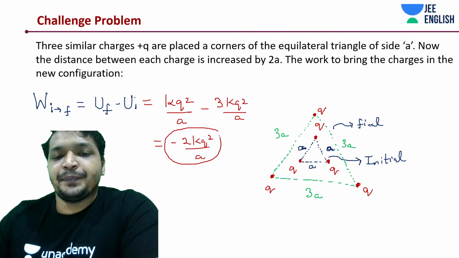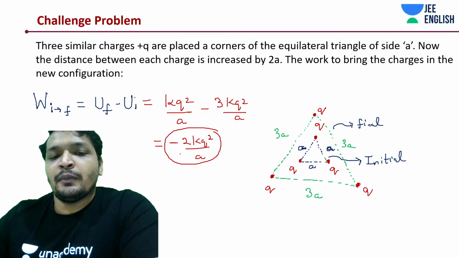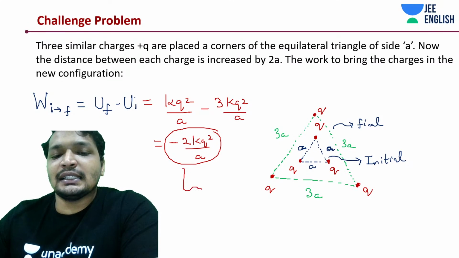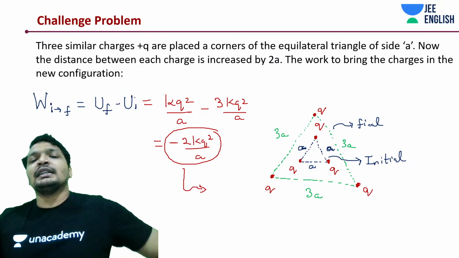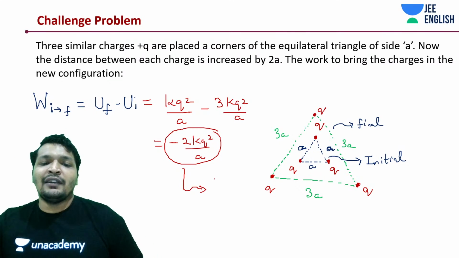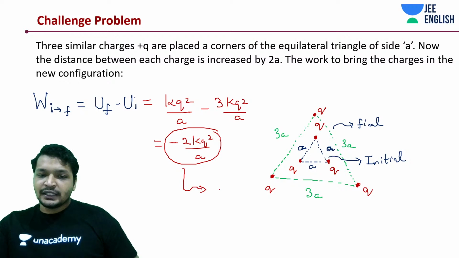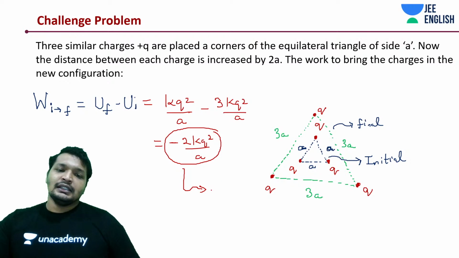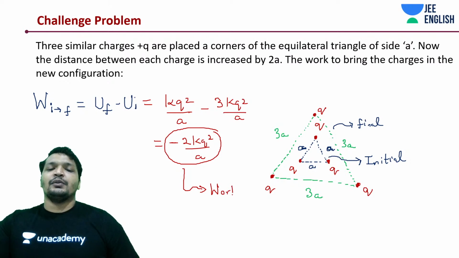Negative sign. Has the potential energy increased or decreased? The final potential energy has decreased. You haven't done any work. The work has been done by the system. Hence, this is -1.